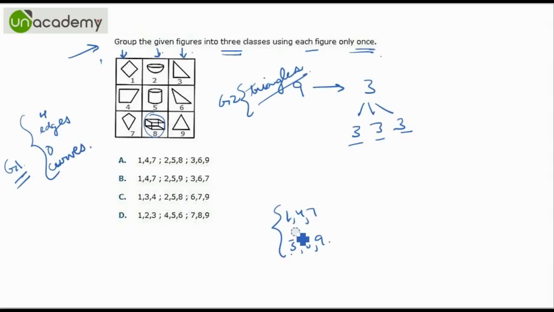And since we have to make 3 groups of 3 each, therefore the remaining items will fall into the third group comprising of 2, 5 and 8. So we have 3 groups: 1, 4, 7, 2, 5, 8 and 3, 6, 9. That is option A. So that is the correct option.